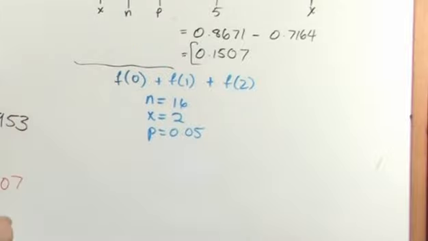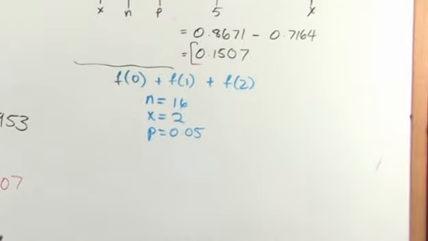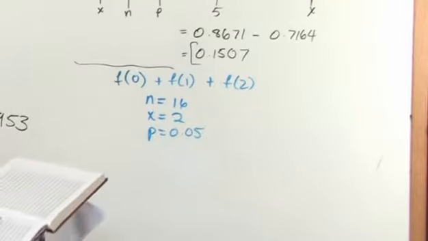So if we go on into the table and look at what entry we get at that point, what we'll do is we'll go down to n is equal to 16, okay, and then we find x is equal to 2 and slide over to the probability 0.05, and we find the probability is 0.9571.